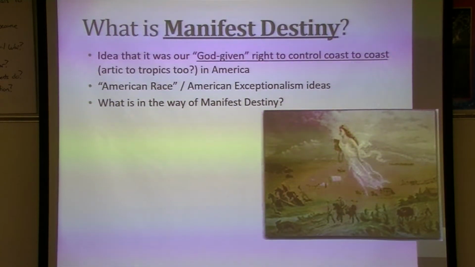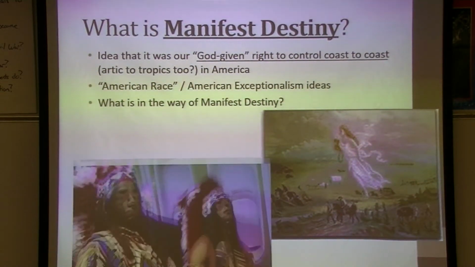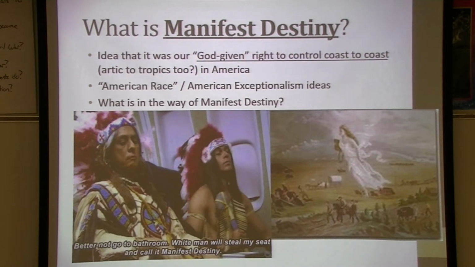Now, I have the question, what is in the way of manifest destiny? Yes, this is where our problem is. We're taking the land from people that had lived there for a long time. Those of you that cannot read the meme, it says, better not go to the bathroom, white man will steal my seat, and call it manifest destiny.